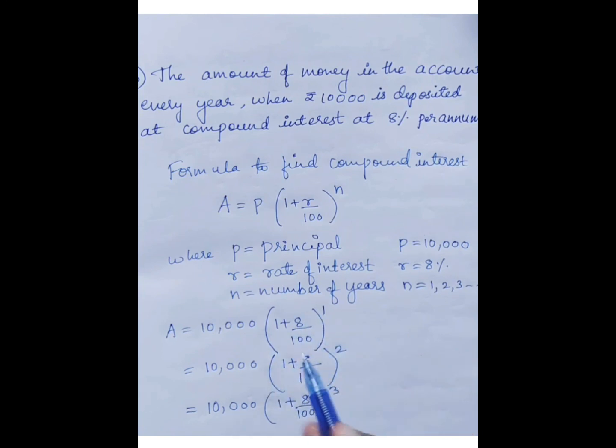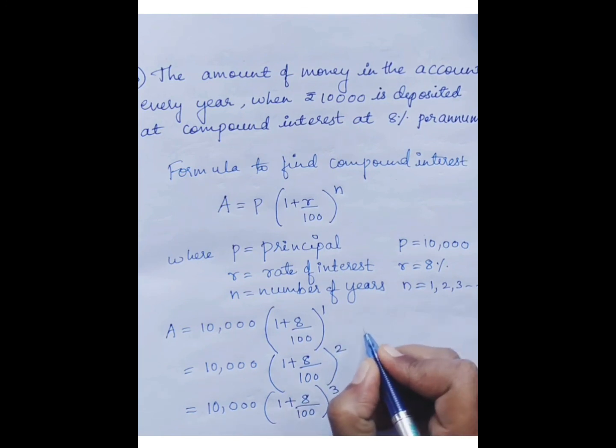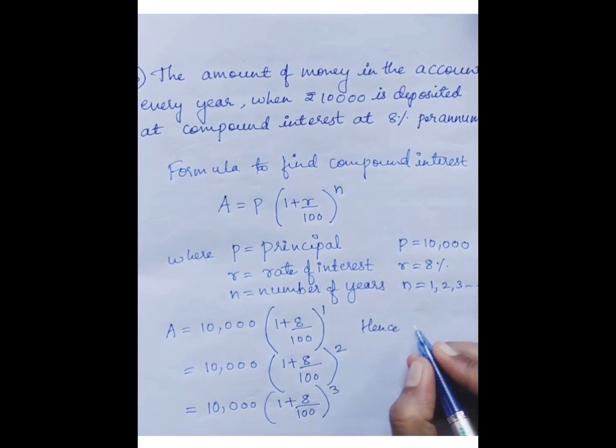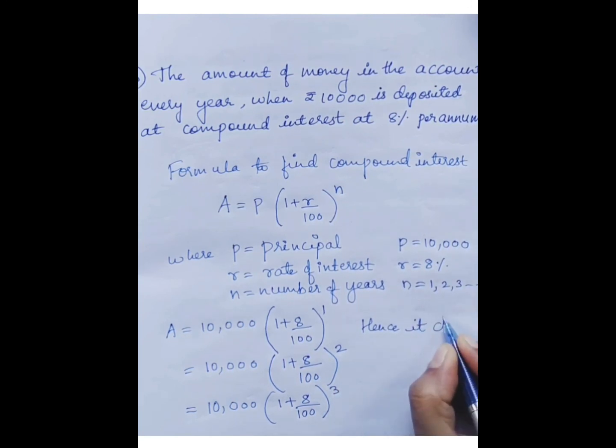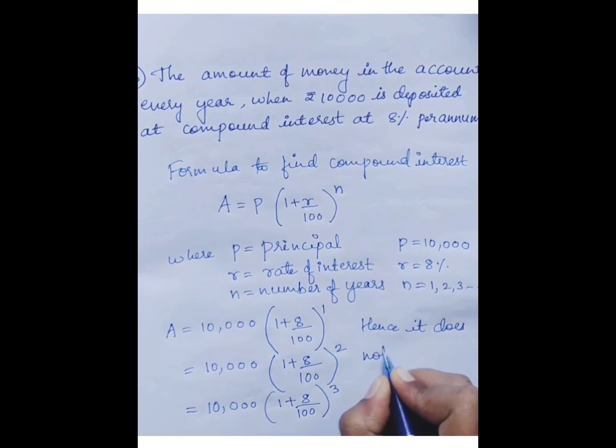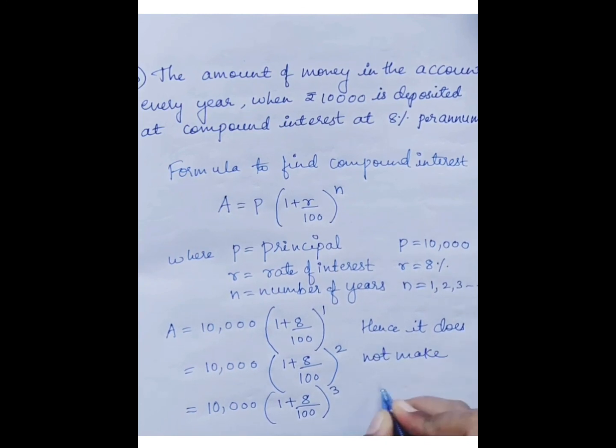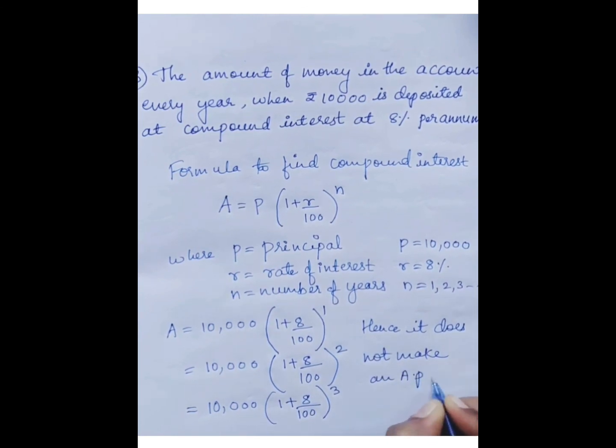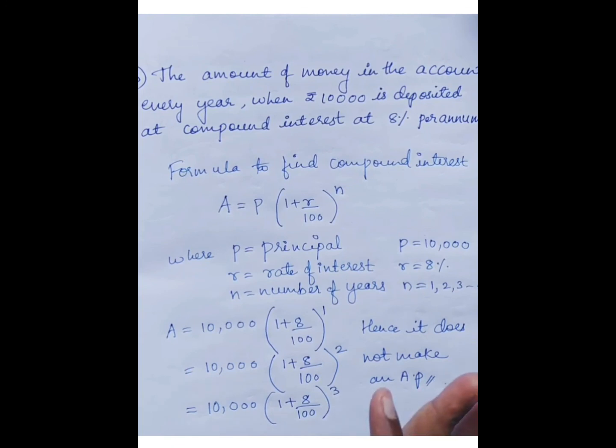Throughout the solution, the common difference is not the same. So what are you going to say? That it does not form an AP. So we can write it here: hence, it does not make an AP. Understood?